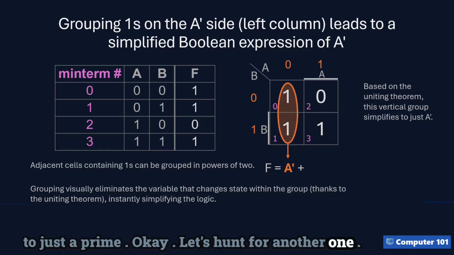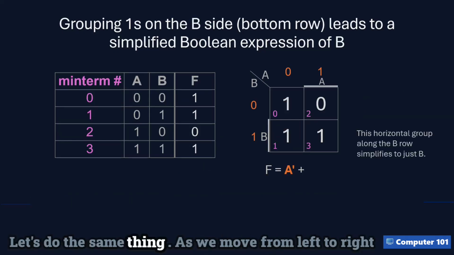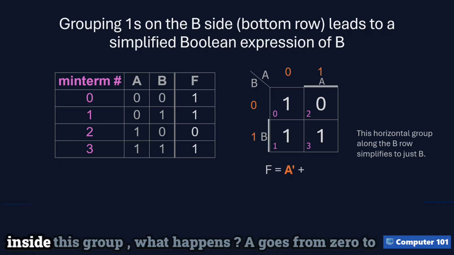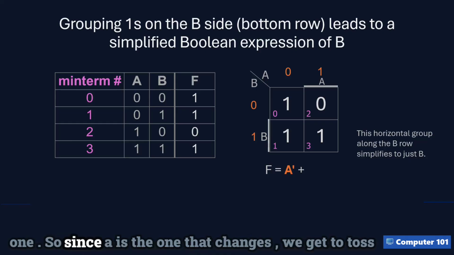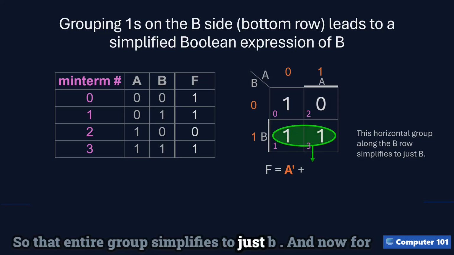Okay, let's hunt for another one. How about this horizontal pair along the bottom? Let's do the same thing. As we move from left to right inside this group, what happens? A goes from 0 to 1. So since A is the one that changes, we get to toss it out. What stays constant? B, which is always 1. So that entire group simplifies to just B.